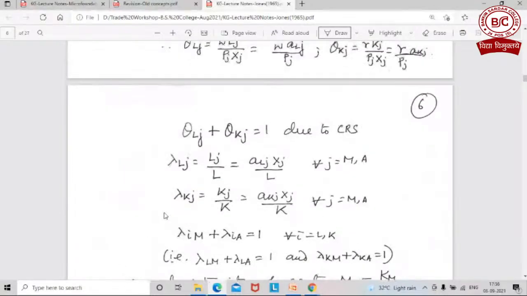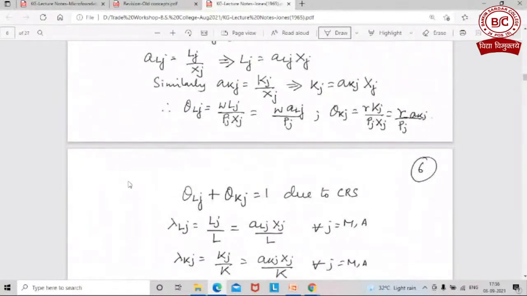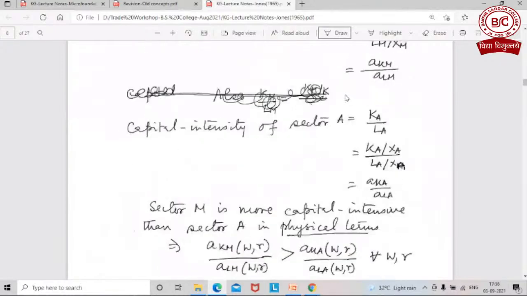Just see. What is LM? ALM, rather ALJ, is LJ by XJ. So what is LJ? It's ALJ times XJ. So what is AKJ? It's KJ by XJ. So what is KJ? It's AKJ times XJ. So we can always say, I hope this is clear.